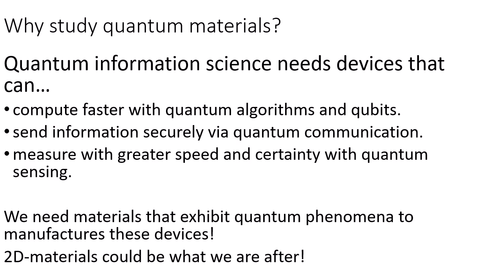The first thing I want to do is motivate our study of quantum materials. Really, what it boils down to is that quantum information science needs devices that can compute faster with quantum algorithms and qubits, so quantum computing. We need to send information securely via quantum communication, whether it be photon or other means. And then we also need to measure things with greater speed and certainty, with quantum sensing, so we can have greater precision and measure things faster. But really, all of these devices need materials that will exhibit quantum phenomena.